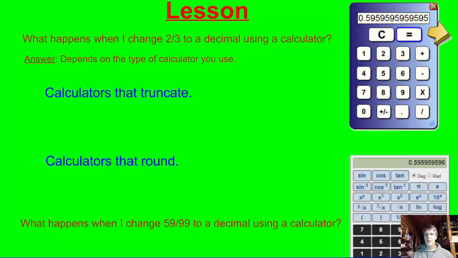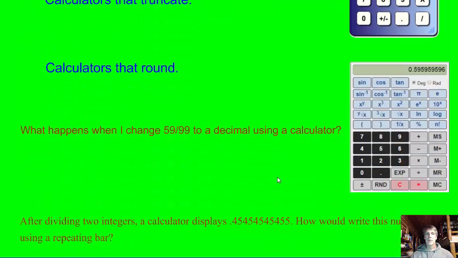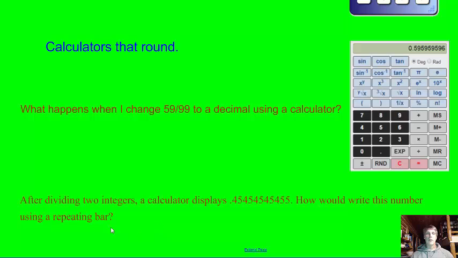Slide this one out of the way here. Whereas I have a scientific calculator, it's going to go 59595959 6, because that last number, the 9, rounds the 5 up. So you got to remember that some calculators are going to round and some are going to truncate. Alright, let's look at one more thing here.